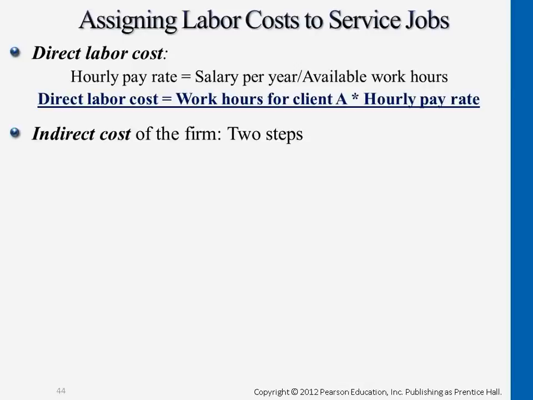Okay, so we would calculate each and every employee's hourly pay rate, then multiply by how many hours they work on job A, job B, job C to determine direct labor cost. Okay, hourly pay rate multiplied by how many hours they actually work for this job. This is the direct labor cost part.